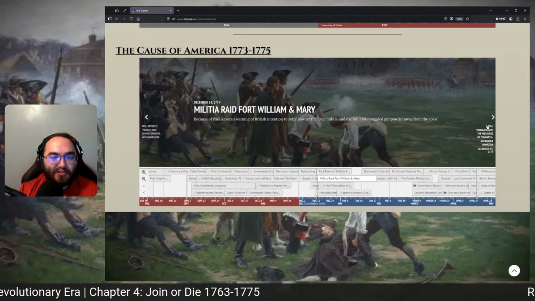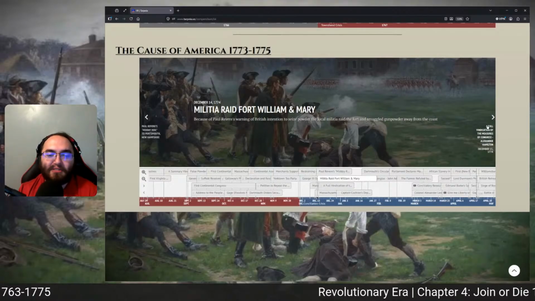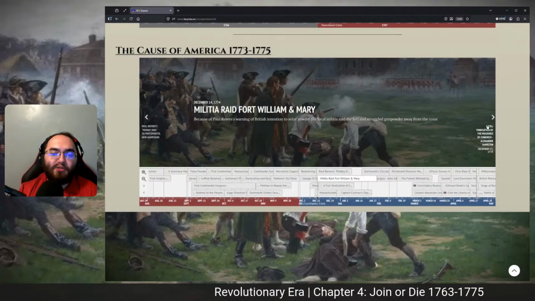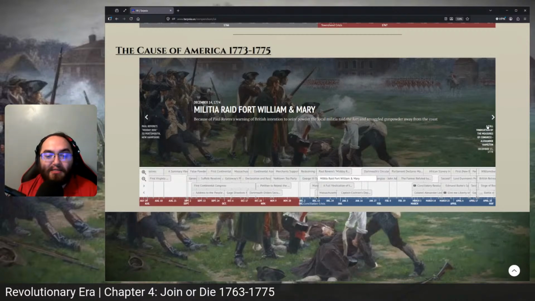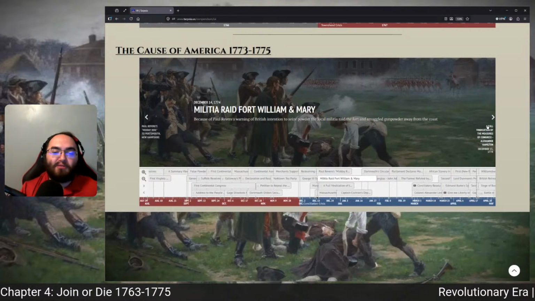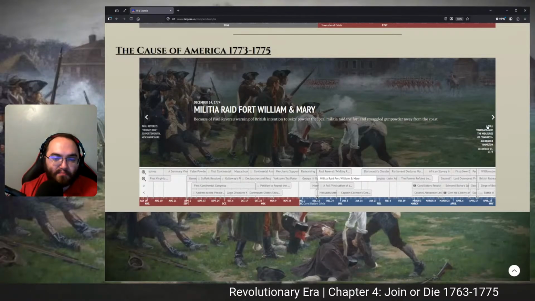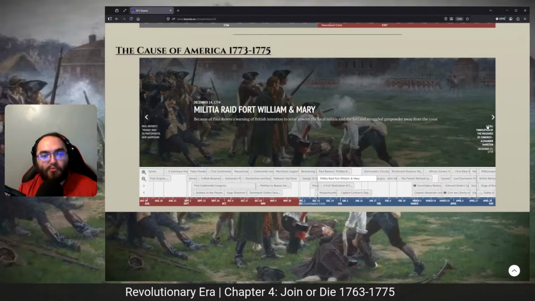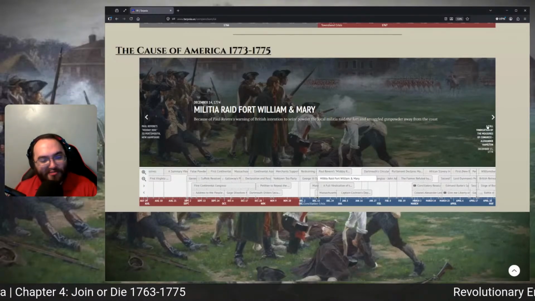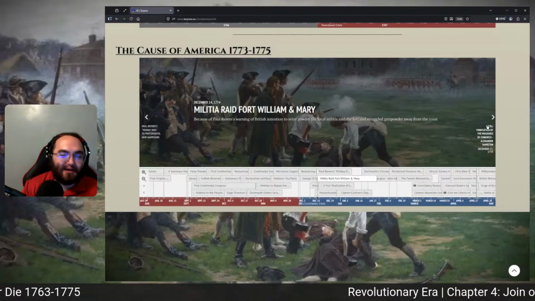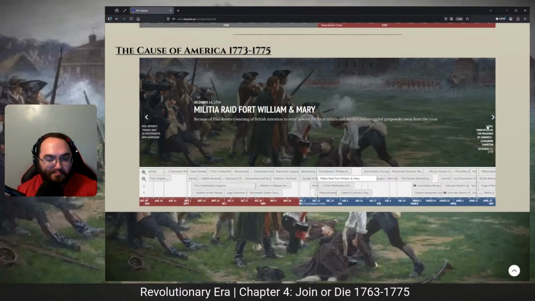And the militia decide to raid Fort William and Mary. Because of Paul Revere's warning of British intention to seize powder, the local militia raided the fort and smuggled gunpowder away from the coast. And so, before, the British were just taking the king's powder away from the magazines that was shared with the people's powder, now the militia is taking the king's powder and hiding it in the colonies, and they're also hiding their own powder.